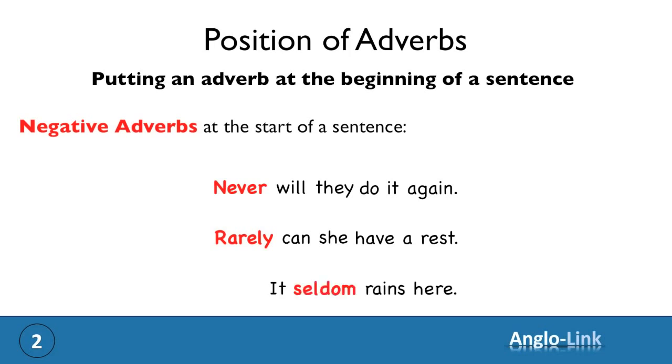And a slightly more complicated example would be, it seldom rains here. Now, if you put seldom to the beginning of the sentence, you will need to bring in the auxiliary for the inversion. As this is the present simple tense, your auxiliary is does. Seldom does it rain here. So to summarize, you can put adverbs at the start of a sentence to emphasize your point, but be careful when you do that with negative adverbs.